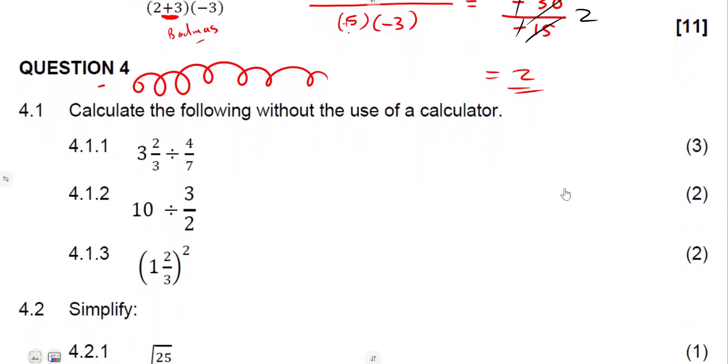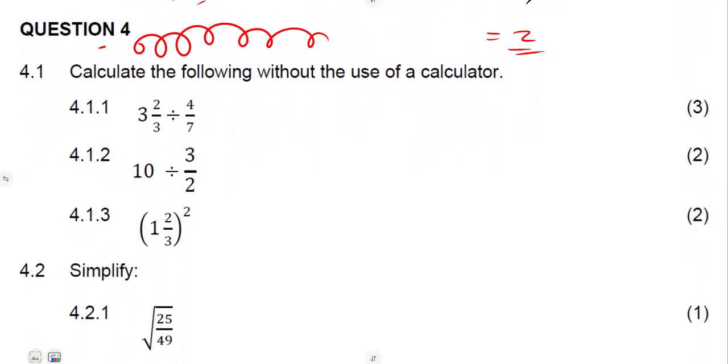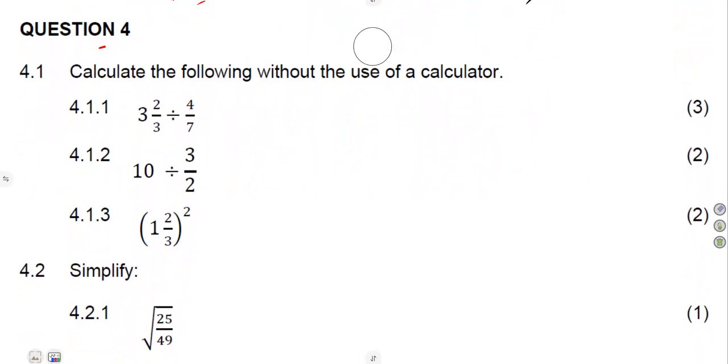All right, let us move on to question number 4. Calculate the following without the use of a calculator. This time, no calculators, guys. So, this is a division on 4.11. Let us convert to an improper fraction. So here you multiply, here you add. 3 times 3, that's 9, plus 2, that's 11 over 3, divided by 4 over 7.